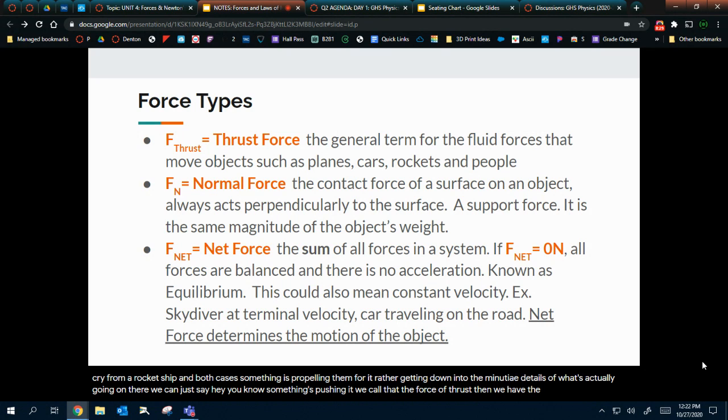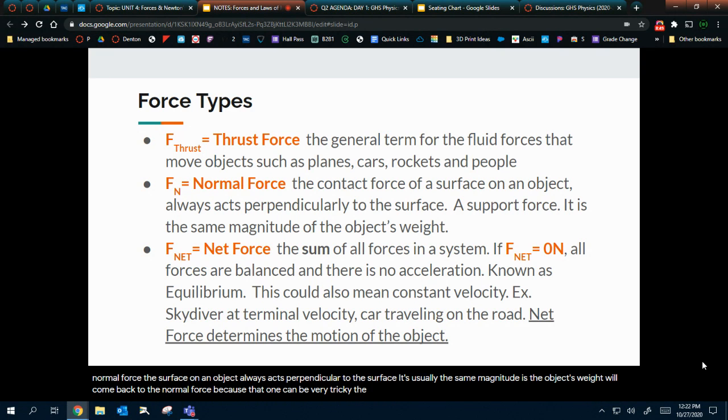Then we have the normal force. And the normal force says it's a contact force of the surface on an object, always acts perpendicularly to the surface. It's usually the same magnitude as the object's weight. We'll come back to the normal force because that one can be very tricky.